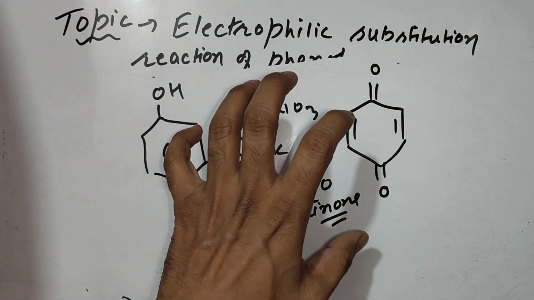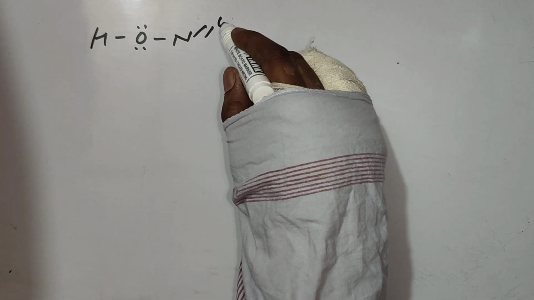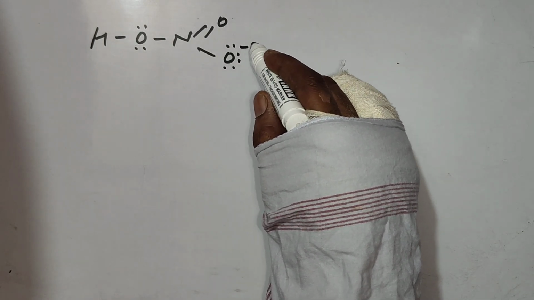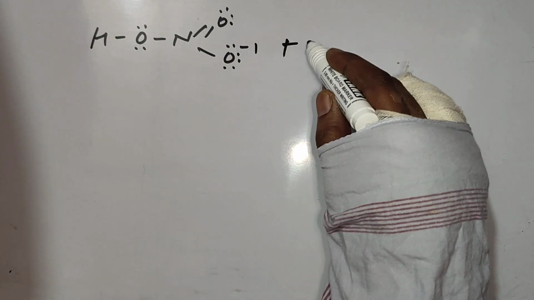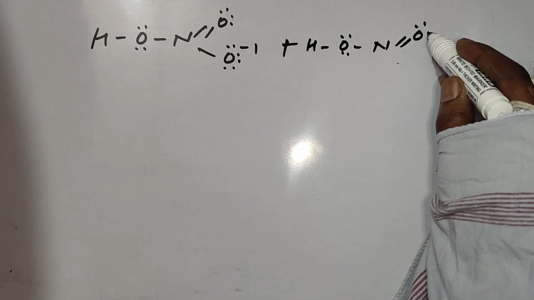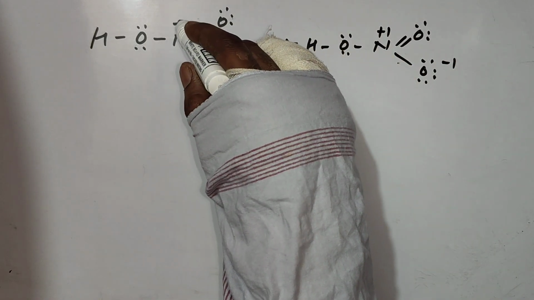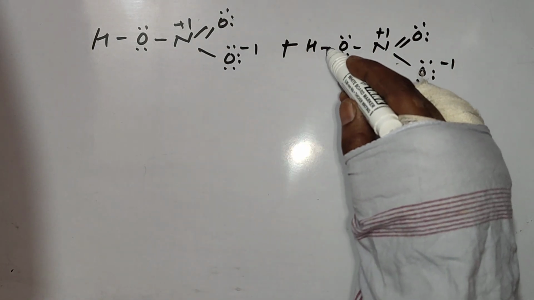Now let's check how this product was generated. Let's check its mechanism. To understand the generation of benzoquinone, we need to go a little back. We need to understand the nature of dilute nitric acid. I have told you how dilute nitric acid works there. Two particles of dilute nitric acid were reacting like this. One particle was giving H positive ion.